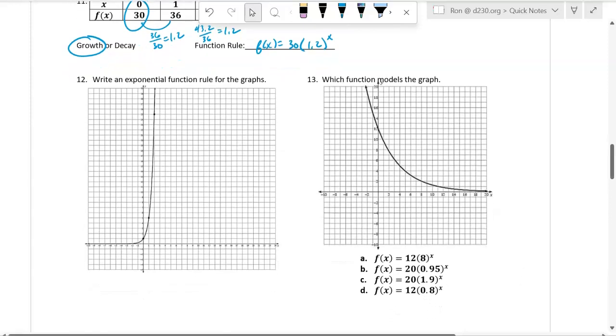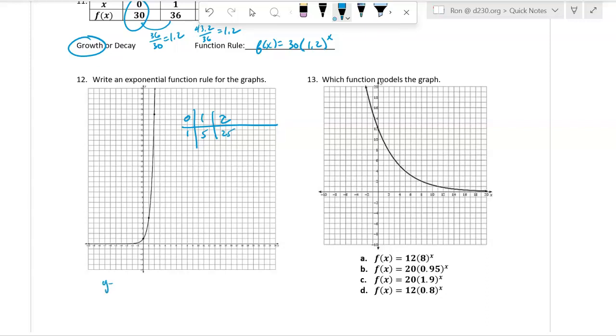So for the next one, what I like to do with the graphs is write the ordered pairs or write the table down. So if I look here, I know this starts at 0, 1, then it goes 1, 5, then it goes to 2, 25. So right away from this, I know my y-intercept is 0, 1.